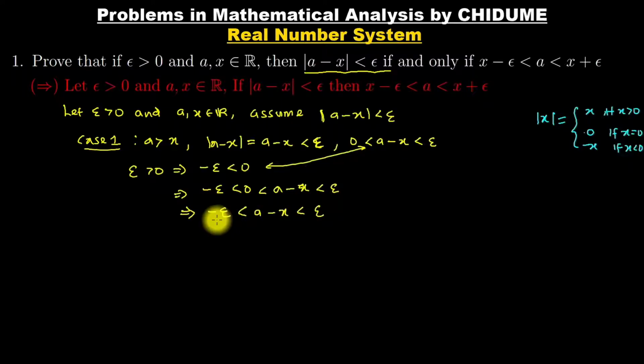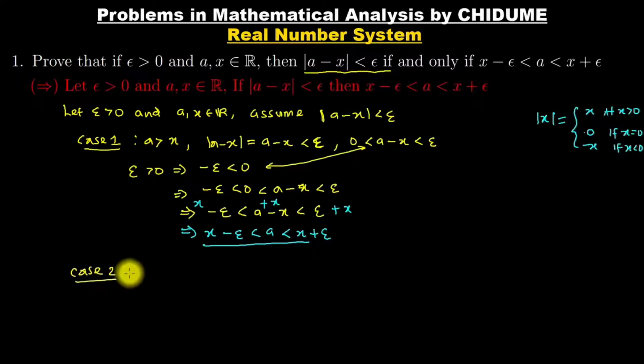So if I add x to both sides, I add plus x here and plus x here. So what am I going to have? I'm going to have x minus epsilon less than a, which is less than x plus epsilon. Okay, so we have this result here. That's just for the first case. Now the second case is when what?